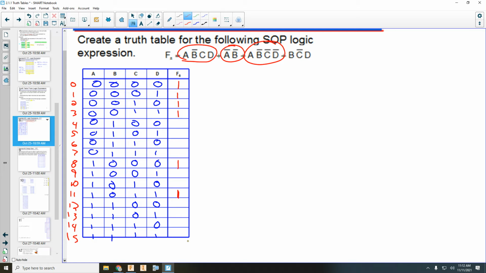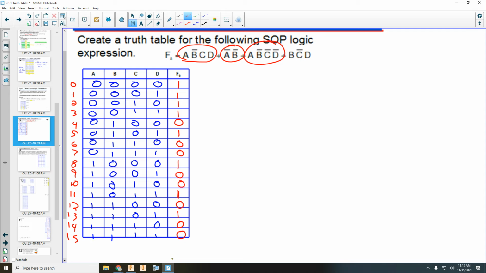5. 5 and 13. B, C naught, D gives us 5 and 13. And we don't care what A is. Oh, why? Because you said 5, so I wrote 5, right? It will be a 1. Thank you. And then what do we need? The rest of those are all zeros for outputs. Okay?